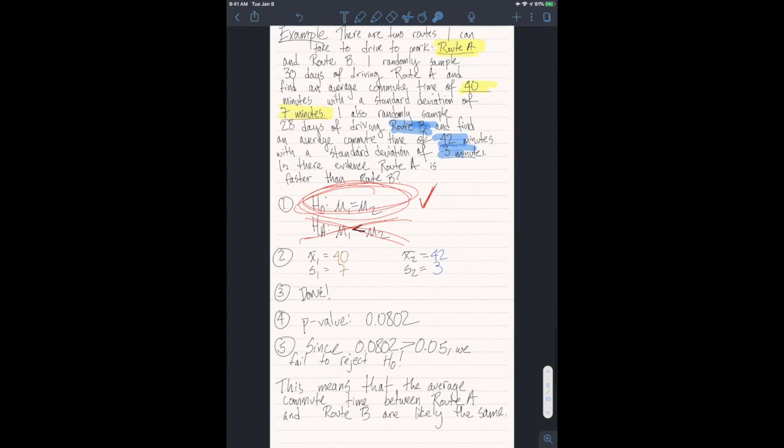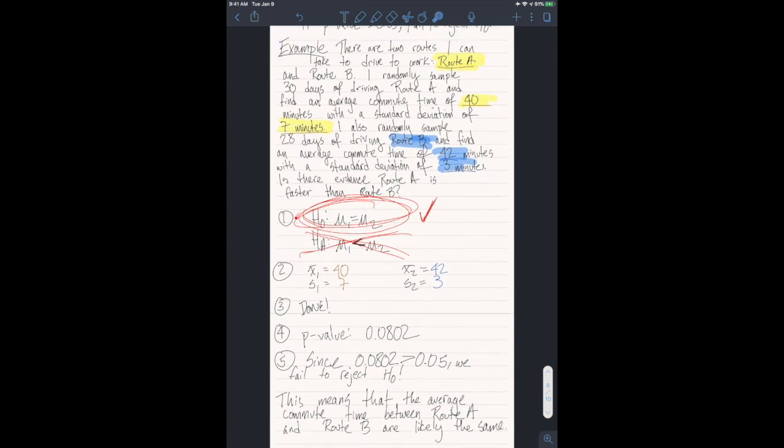But hypothesis testing wise, it looks like the average time it takes to get to work is the same no matter if I take route A or route B. Now, if I change the problem and make route B take 84 minutes, don't change anything else, 84 minutes here, 40 here, that's going to end up in a rejection. I already know that because that's going to be significantly faster, right? It takes me twice as long. And you can check it.